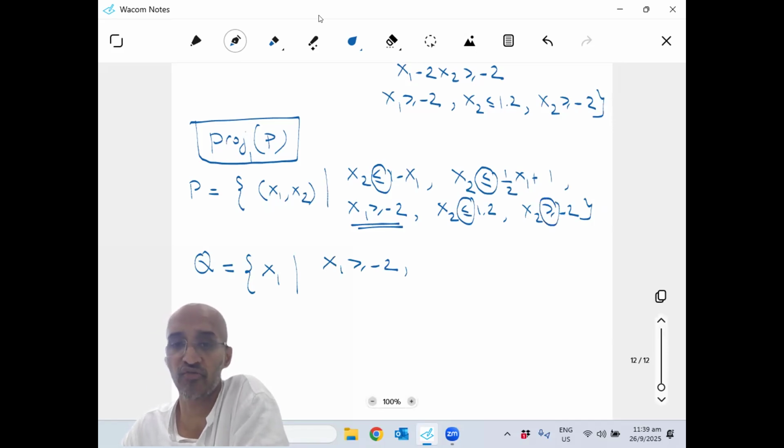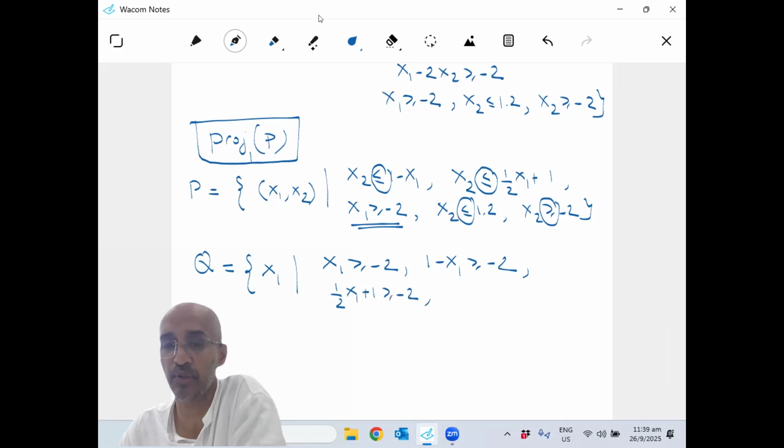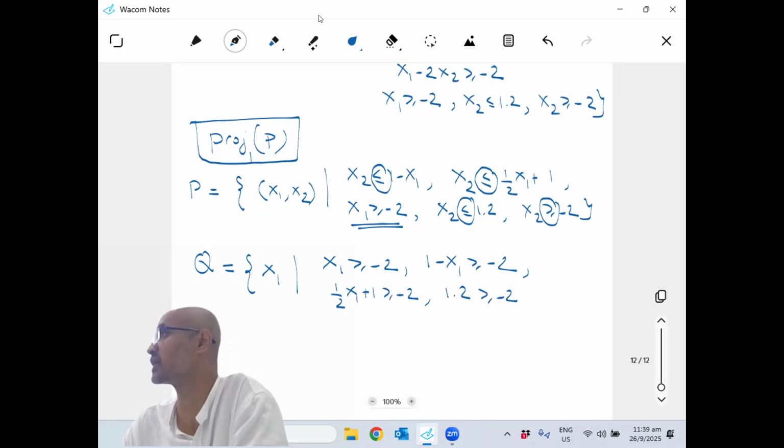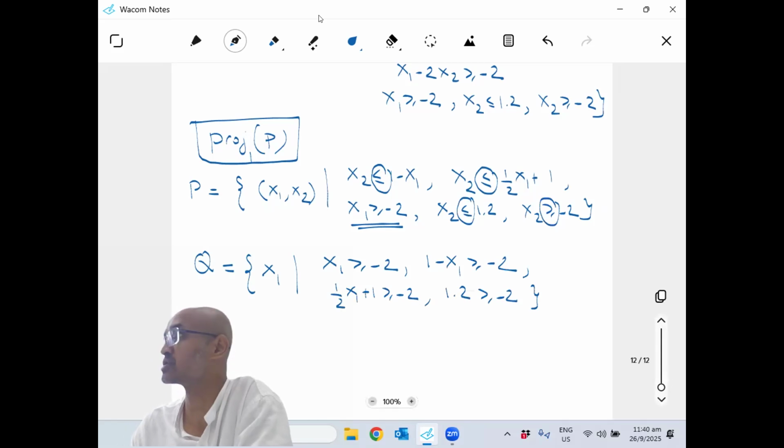So all we have to do here is we have to say 1 minus x1 is greater than minus 2. Upper bound is greater than or equal to lower bound. Half x1 plus 1 is greater than minus 2 in this example. Each of these upper bounds, and 1.2 is greater than or equal to minus 2. This is a trivial inequality. This will give you a range.